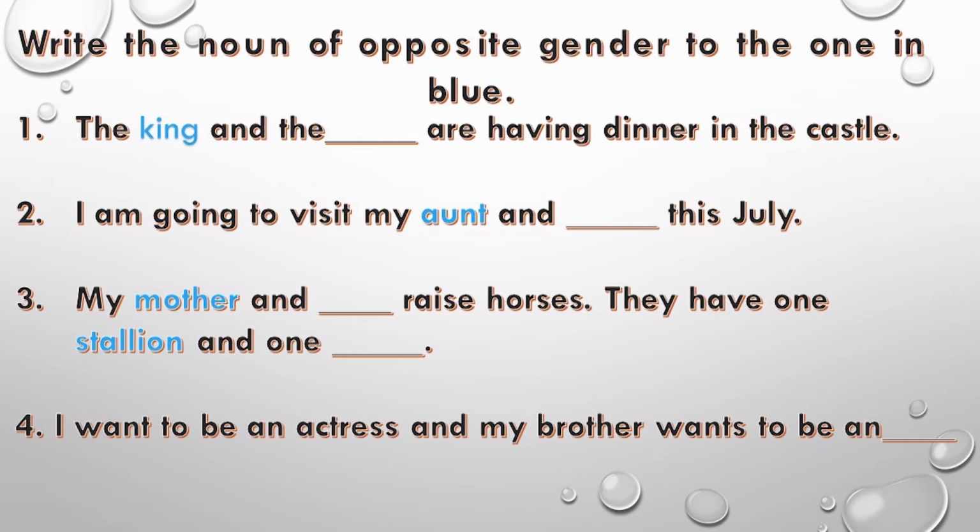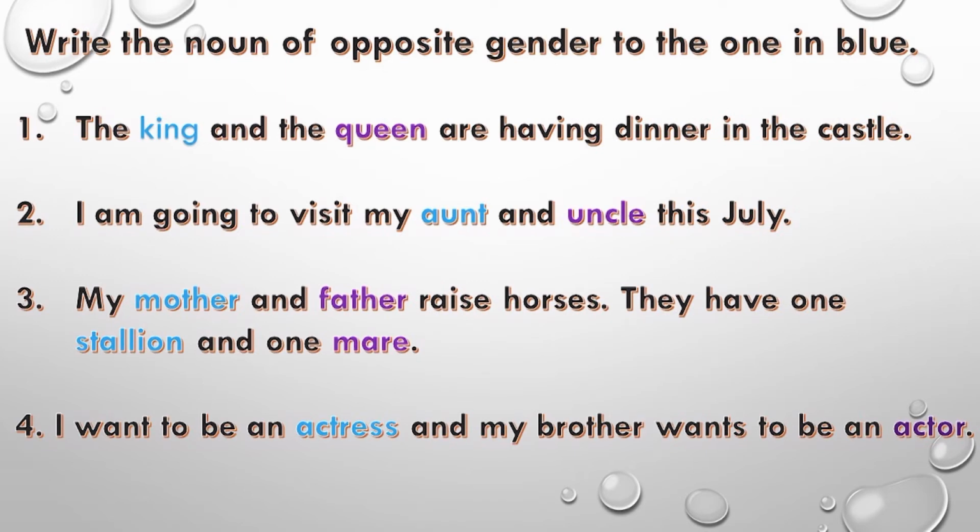Good. So we have the king and the queen are having dinner in the castle. So hopefully all of you would have remembered from a previous slide that you have king, and the feminine version of king would be queen. Good. Number 2, I'm going to visit my aunt and uncle this July. So the sentence would have been complete with uncle, because the feminine version would be aunt, and the masculine version of the word aunt would be uncle. Good.